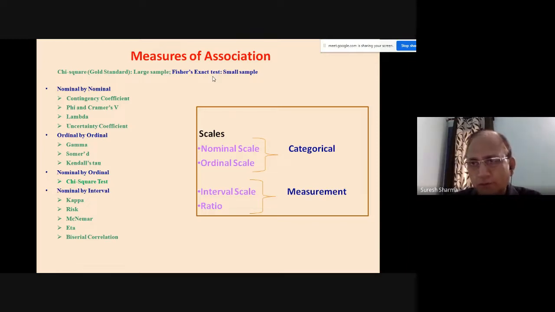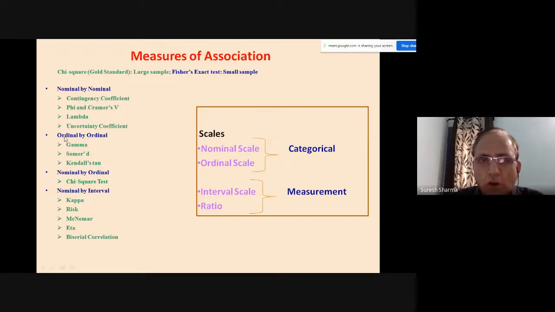Why is it wrong? Let me give you the reason. Chi-square can never be negative. It will always give you a positive value, so you will never come to know whether the association between the two variables is negative or positive. But if you compute the uncertainty coefficient, you may get a positive value, and you may also get a negative value. That is the advantage. Do not compute simply chi-square.